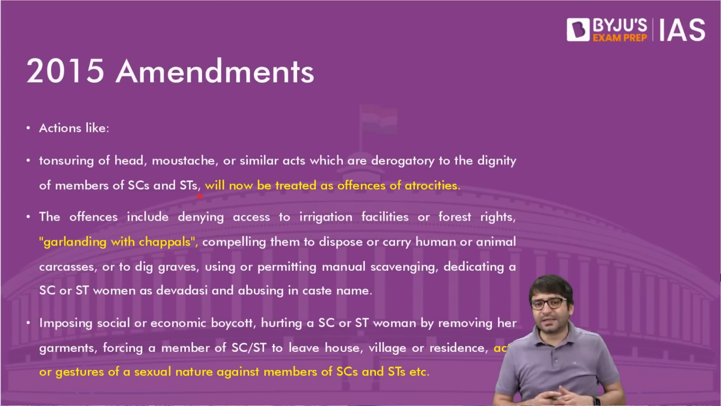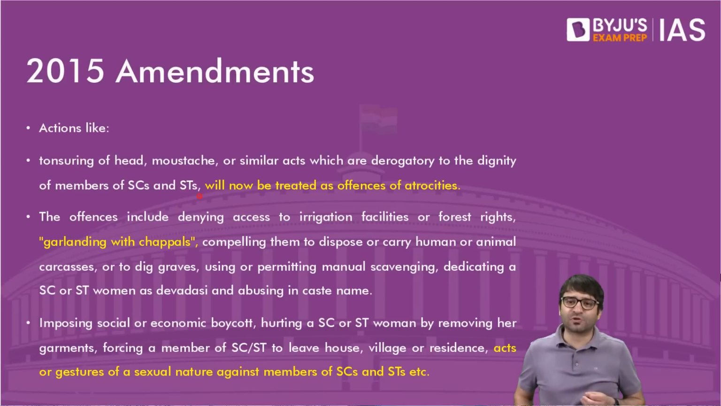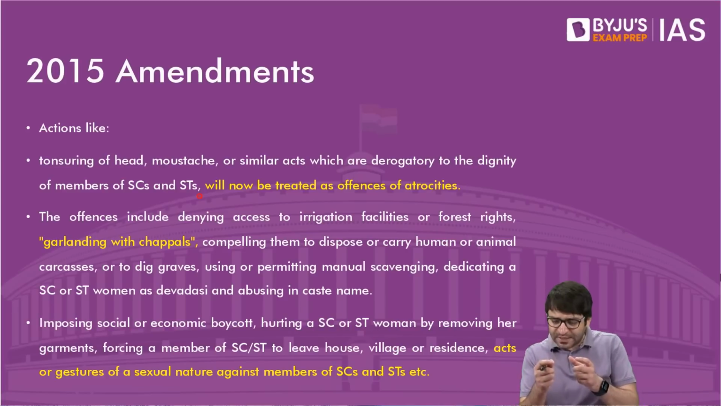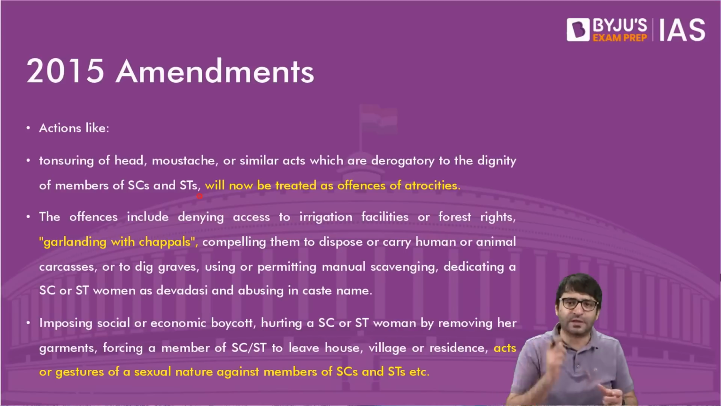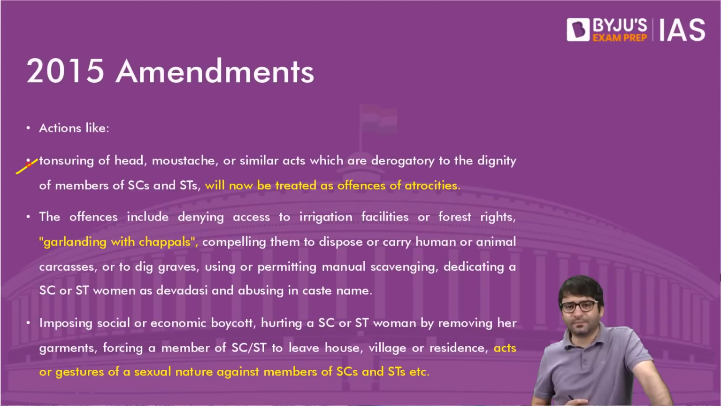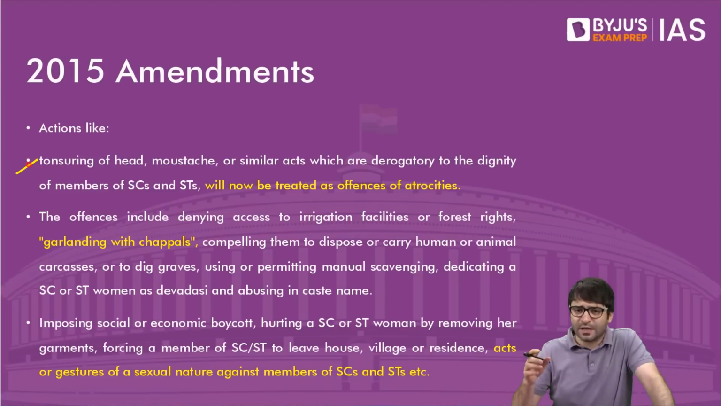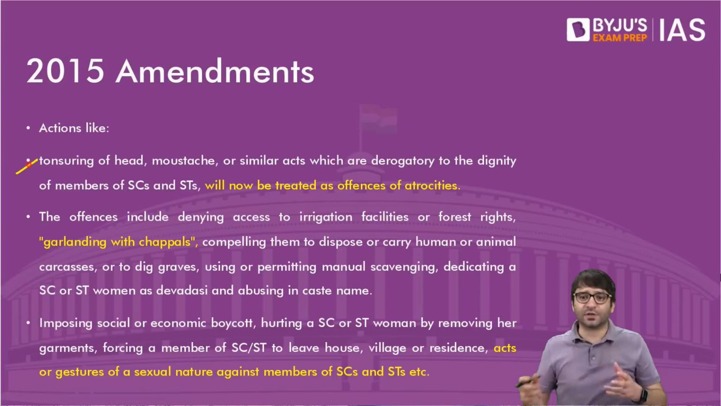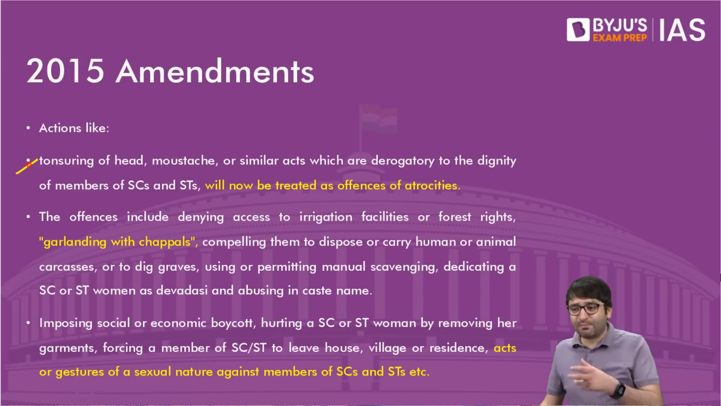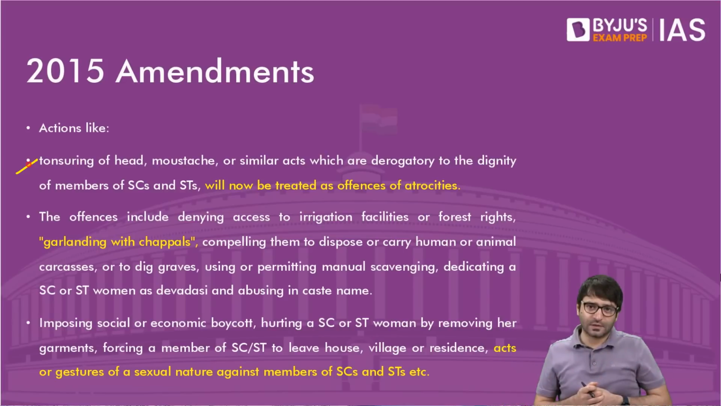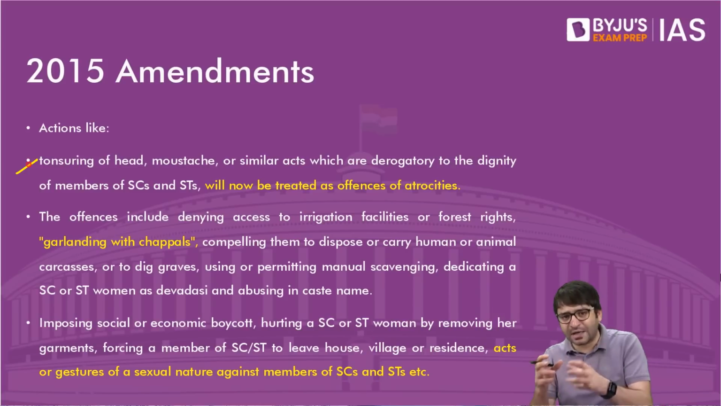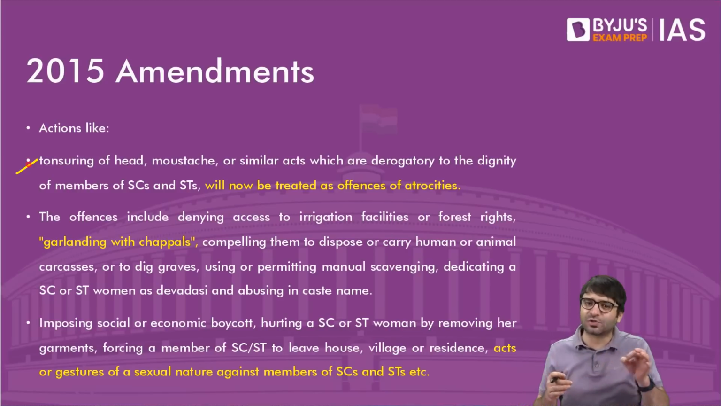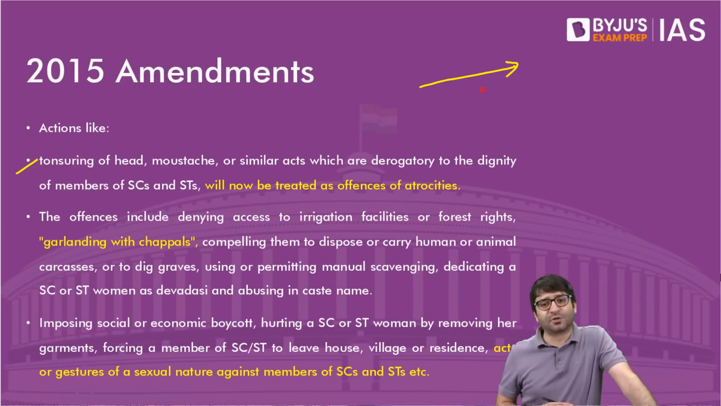Similarly, we discussed that in 2015, significant amendments were made to this Atrocities Act, where more examples were added, and if somebody indulges in these practices, it is a form of untouchability prohibited by the law. For example, tonsuring of the head: in villages, members of the SC or ST community had their heads shaved to differentiate them from members of other communities. Some were not allowed to even sport a mustache, because this is considered the sole prerogative of the so-called upper castes. Some members of the Dalit community were garlanded with chappals. All these practices were added to this law, and anybody practicing them would be booked under the Atrocities Act.